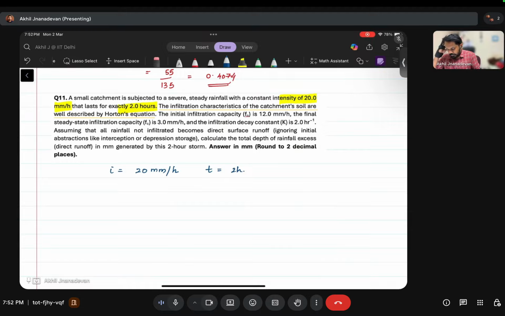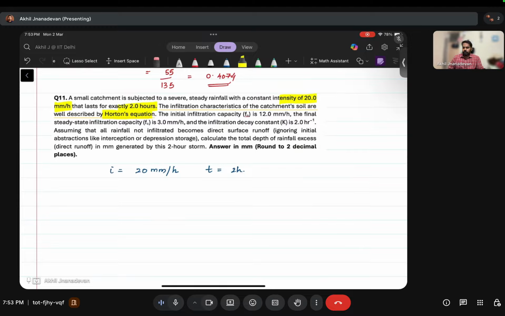Horton's equation, I hope you remember, we have already derived. It's an empirical equation that assumes the infiltration starts with the initial value F naught, which is high, then decreases exponentially and reaches a constant value called Fc, the constant or steady infiltration rate. So that is how Horton's equation is derived. It's an exponential decay.